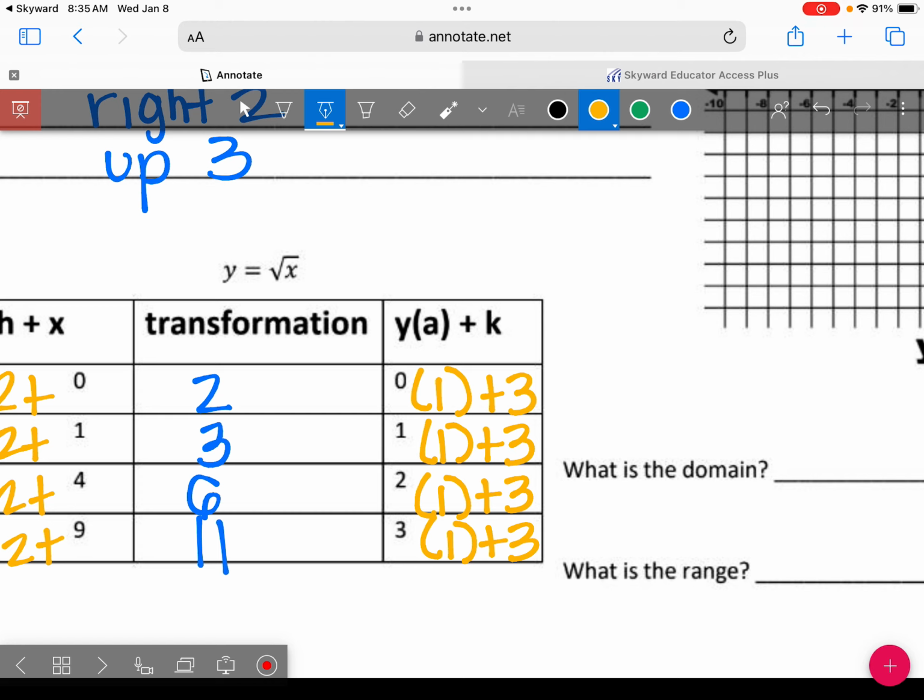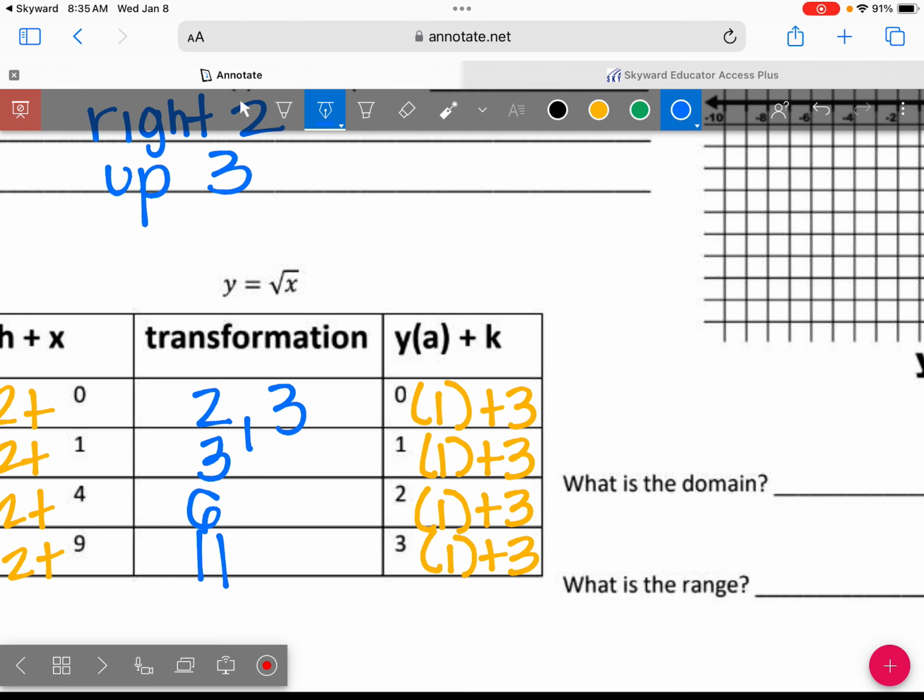All right, so what did you get for your 4 numbers? So what's our first number? 3. Our second number would be 4. Next number would be, and last number would be.